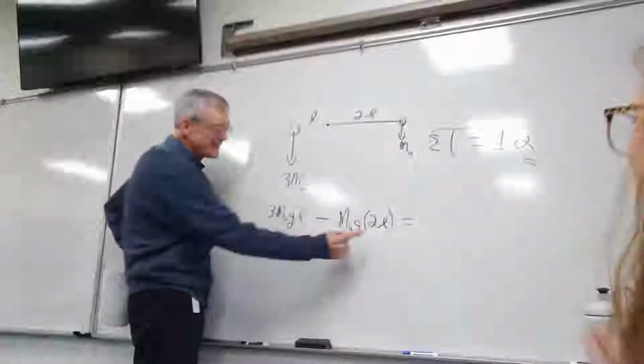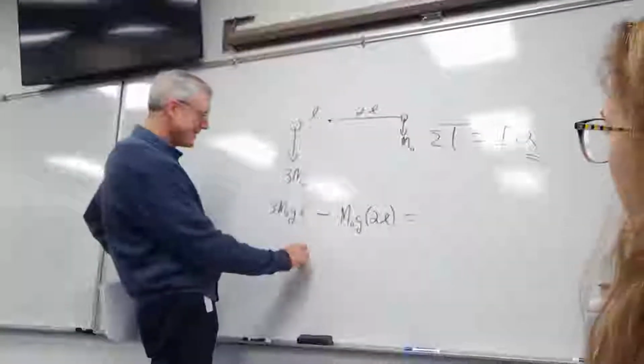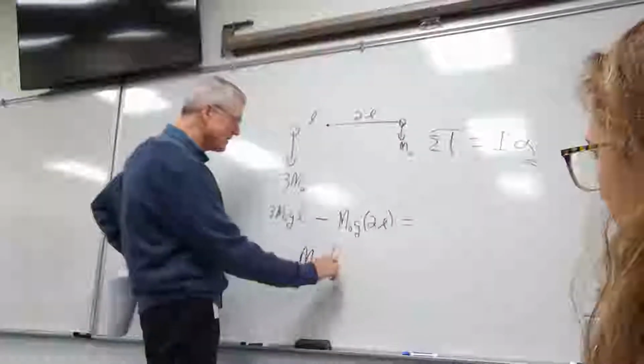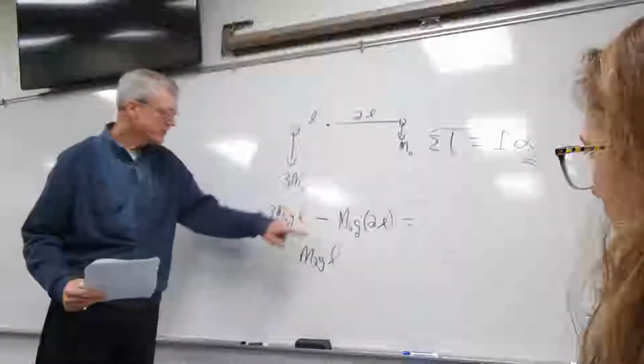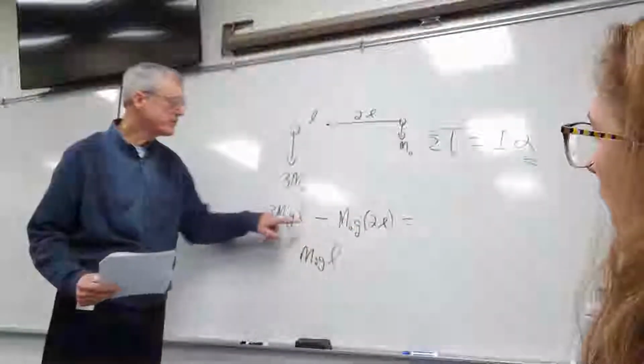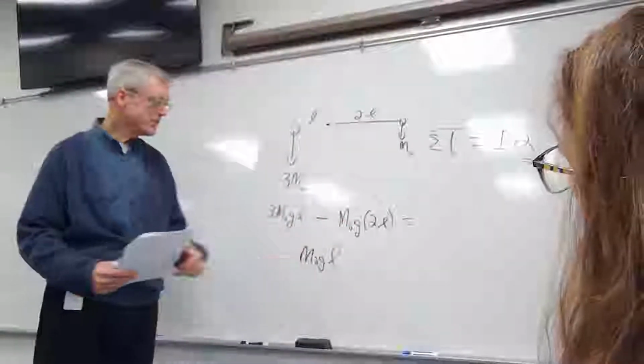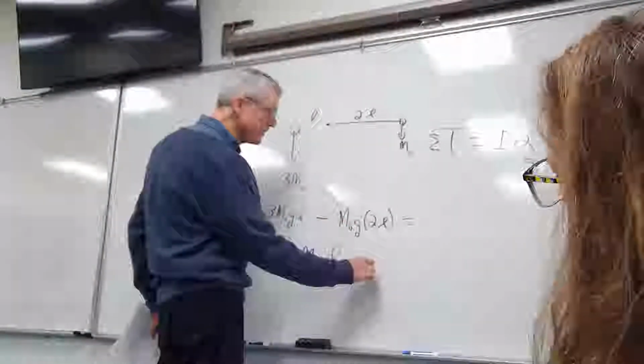What do you get when you add this and this? What do you get? m_0 g L. m_0 g L, right? It's 3 minus 2. There you go. It's 3 minus 2. 1 m_0 g L. All right, that's the sum of the torques.